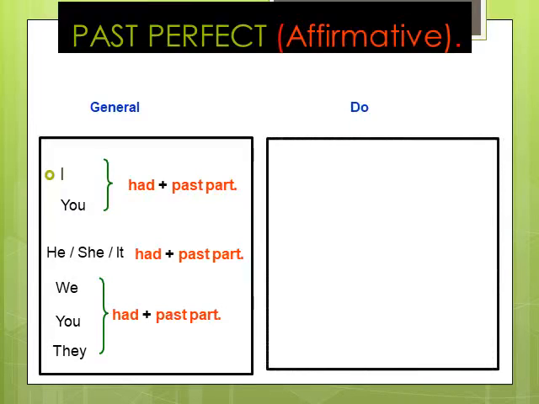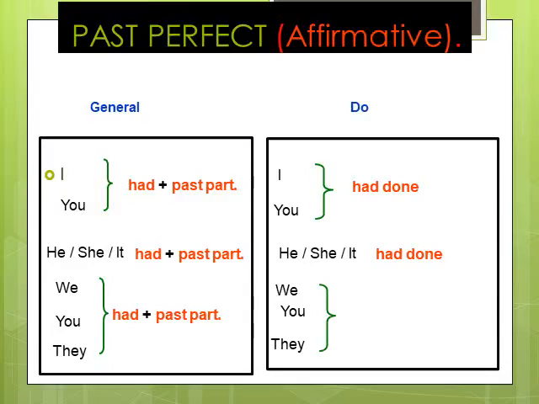Now, let's read some affirmative sentences. I, you, had done. He, she, it had done. We, you, they had done. We start with the subject. After the subject, we use had. After had, the past participle of the verb, done. It's the past participle of the verb do.